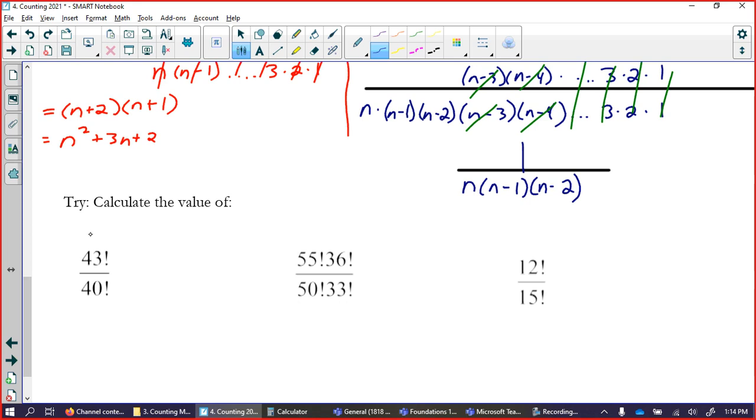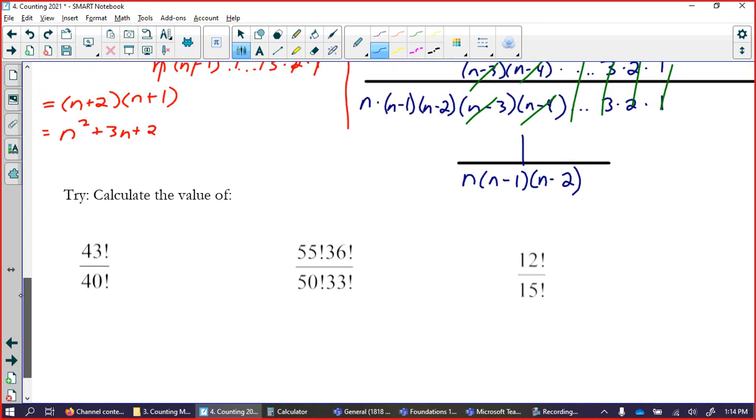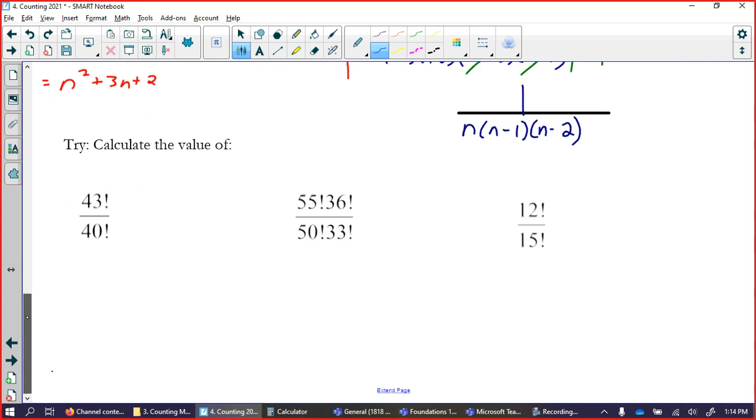So try to calculate the value of this. If I ignore that part, 12 over 9, I'm going to start with a string of numbers. It's going to start with 12 and go down, and I'm going to stop 1 before 9. So I don't want to write out 43 factorial because that's ridiculous. So this is going to equal, well, we start at 43, then we have 42, then we have 41, and then 40 factorial.